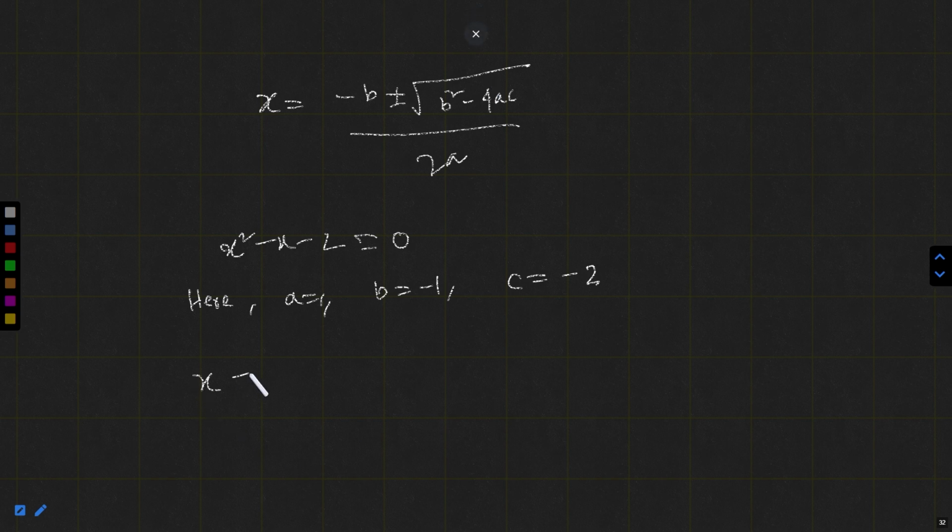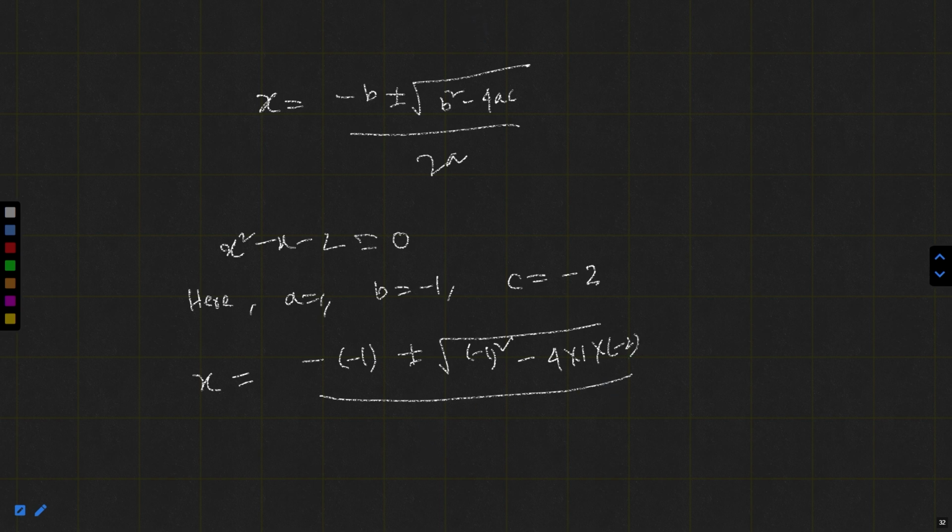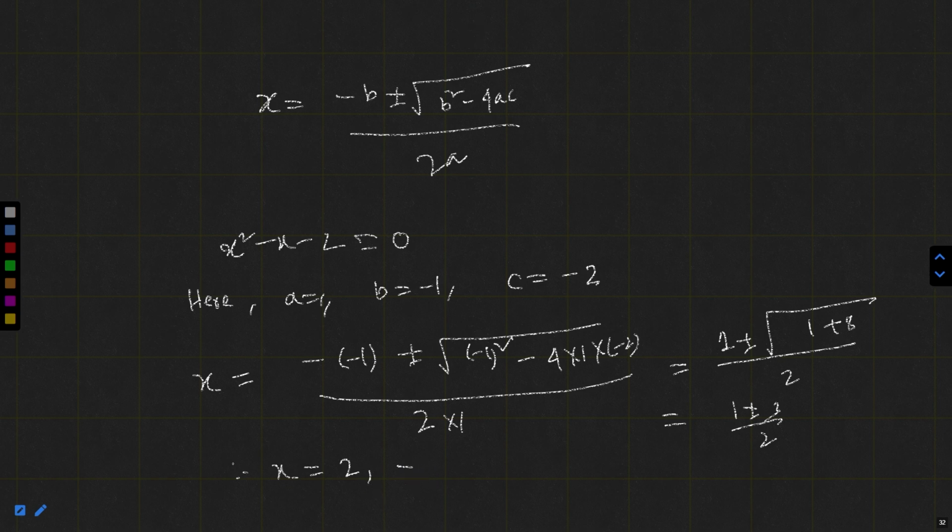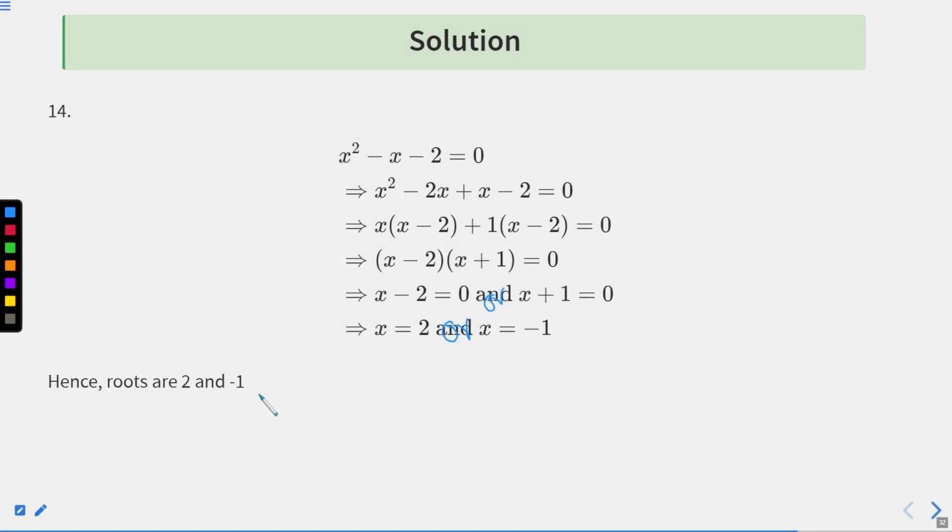Now you can put the values of a, b and c. Therefore x is equal to minus of minus 1 plus minus root over (minus 1) square minus 4 times 1 times minus 2, divided by 2 times 1. This is equal to 1 plus minus root over 1 plus 8, divided by 2, which is equal to 1 plus minus 3 by 2. Therefore x is equal to 2 or x equal to minus 1. So the roots of this quadratic equation are minus 1 and 2.